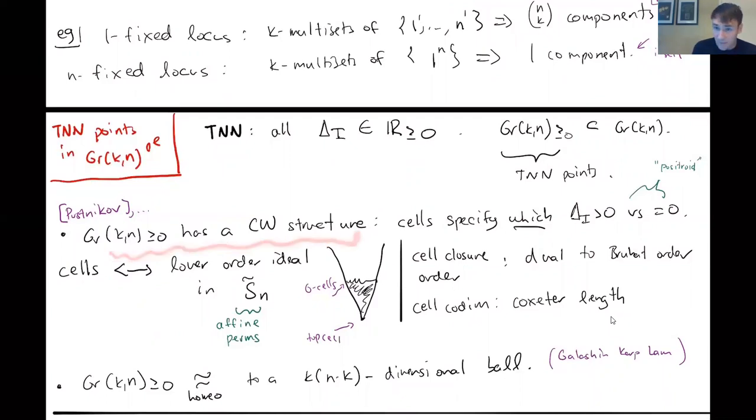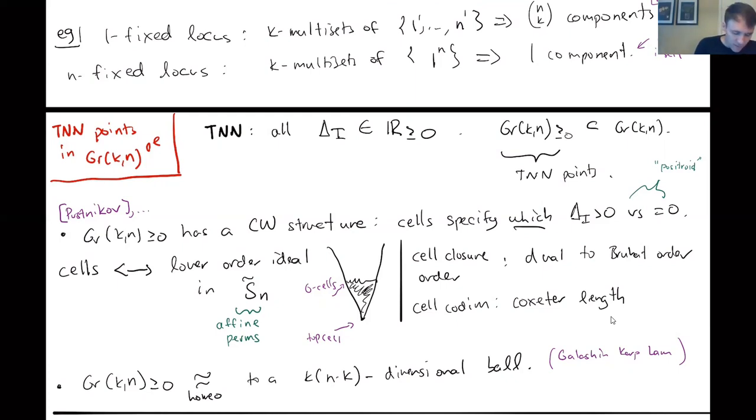And the cells in the CW decomposition are specified by saying that I want exactly these Plücker coordinates to be positive, and I want the rest to all be 0. So sometimes, if you make a stupid choice, you won't get any points this way. But if you get a non-empty set of points, it's automatically an open ball in Euclidean space. That's what Postnikov proved, in some Euclidean space.